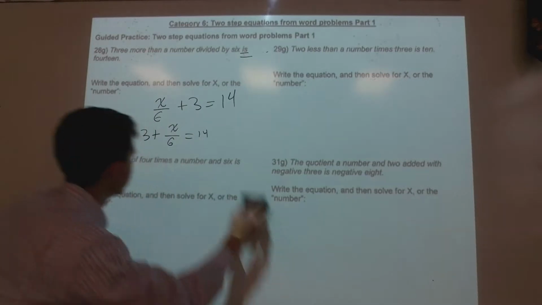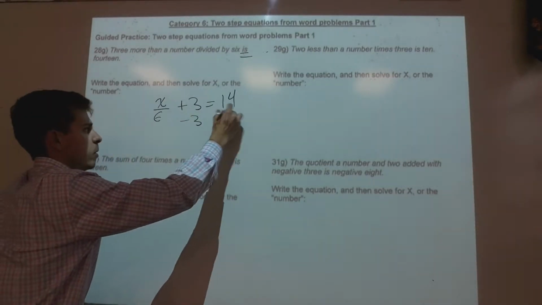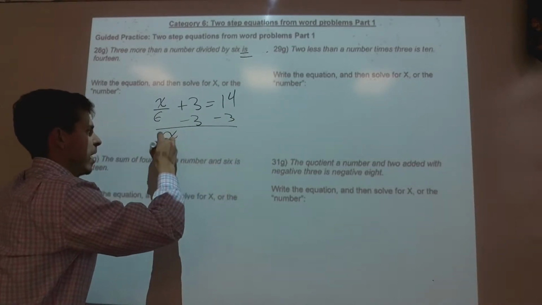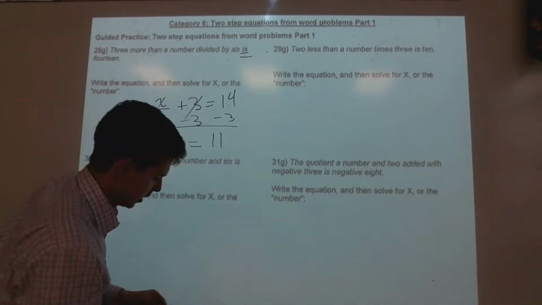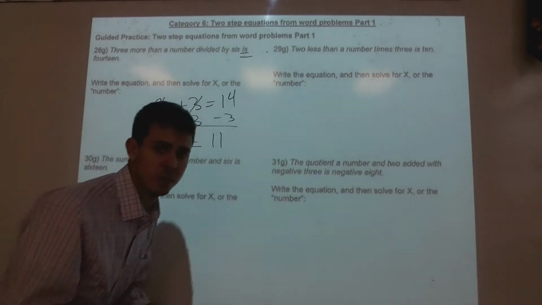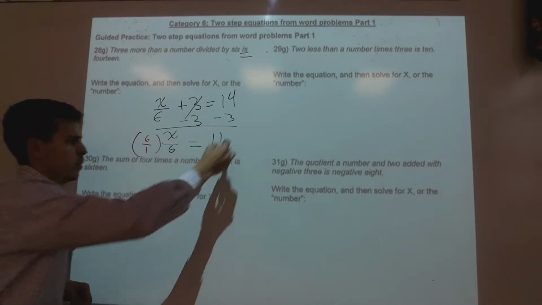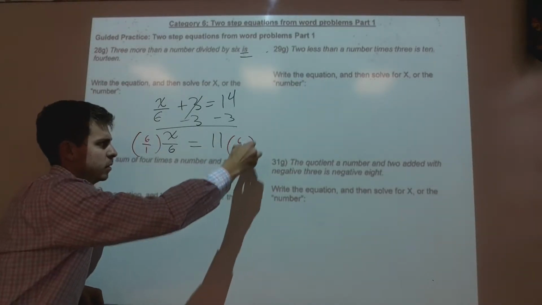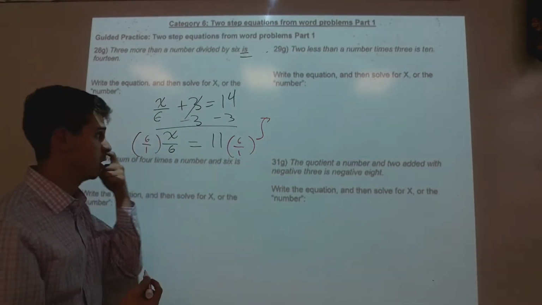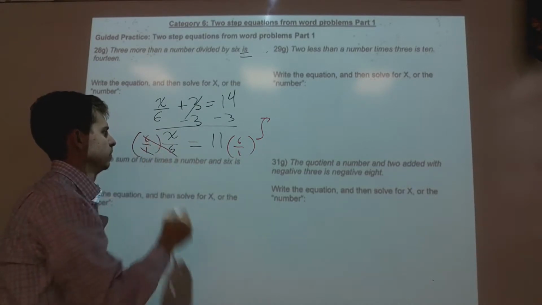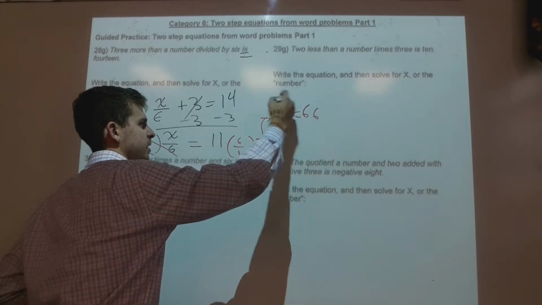So, now knowing this, let's go ahead and solve for x. We'll subtract 3 from both sides, which gives me x over 6 is equal to 11. Now we'll do the inverse operation of this division, which is multiplication. I'm going to multiply both sides by 6 over 1. I'm going to write up here because I ran out of room, but you won't in your notes. These cancel. X is equal to 11 times 6, which is 66.